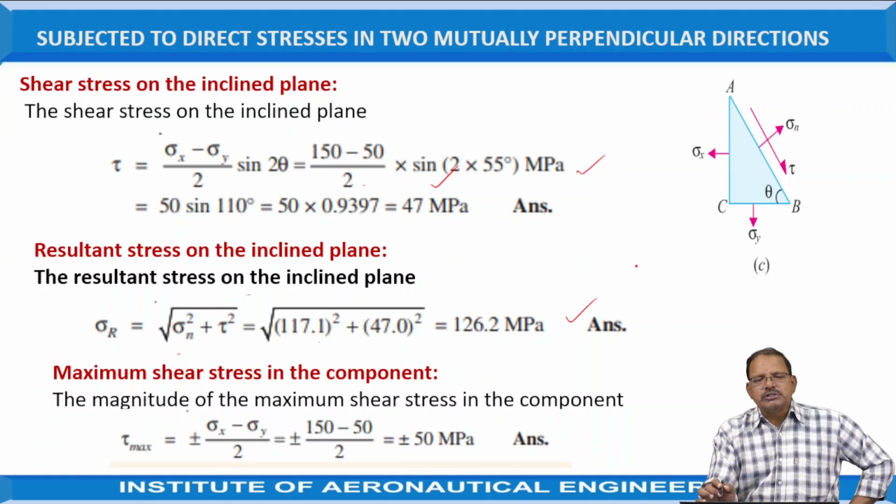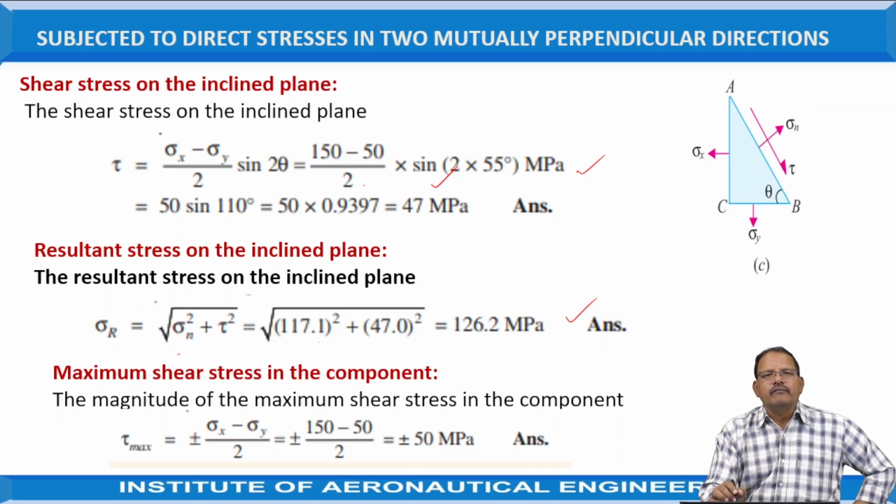The maximum shear stress in the component is obtained when sin 2 theta is equal to 1. Sin 2 theta equal to 1 means the angle may be 45 degrees or 135 degrees, and the maximum value is tau max equal to (sigma x minus sigma y)/2.